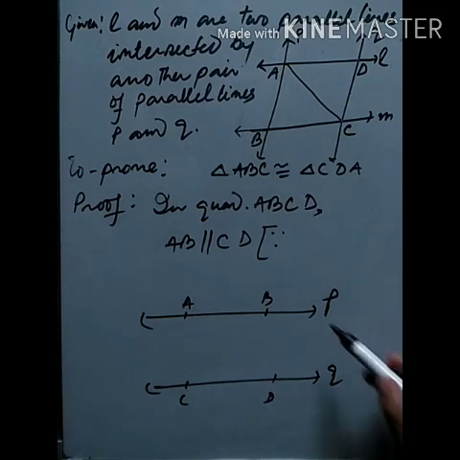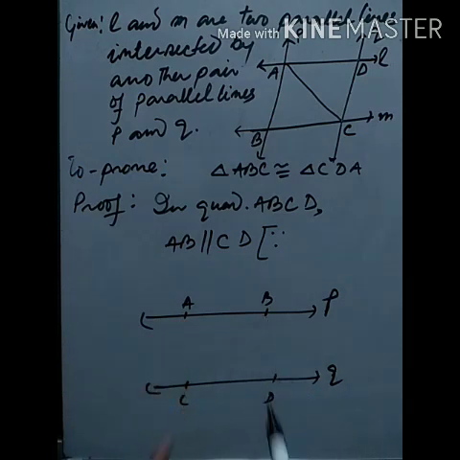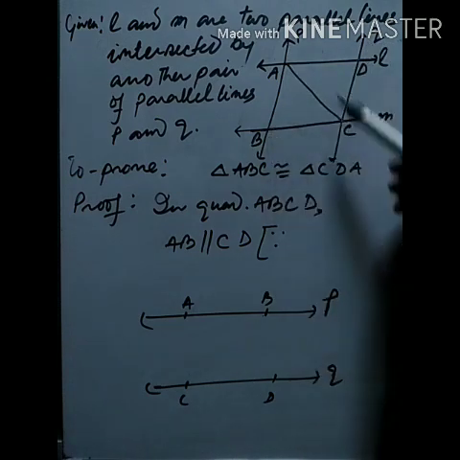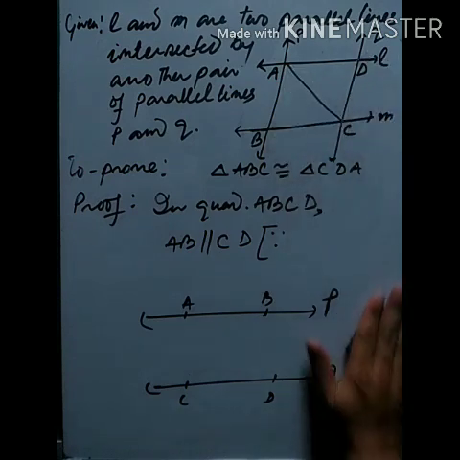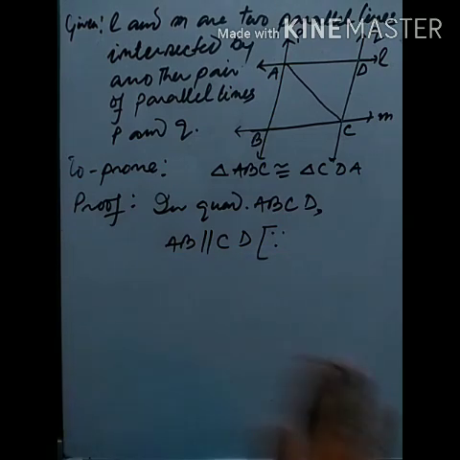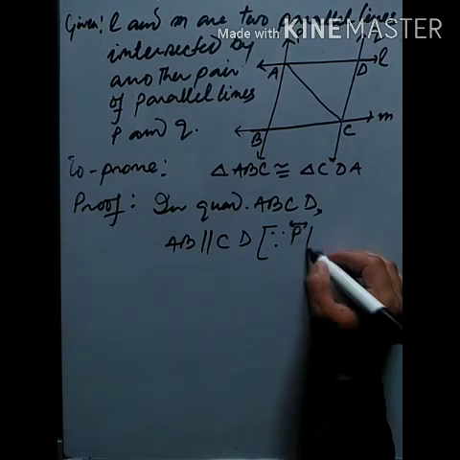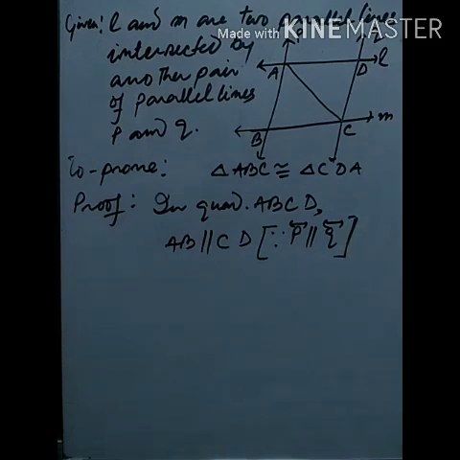Let me repeat. Now P and Q are parallel lines, that means the line segment AB will definitely be parallel to the line segment CD. This line P and this line Q are parallel to each other, that means the segment AB will definitely be parallel to CD. Then we have to write here: since line P is parallel to line Q.